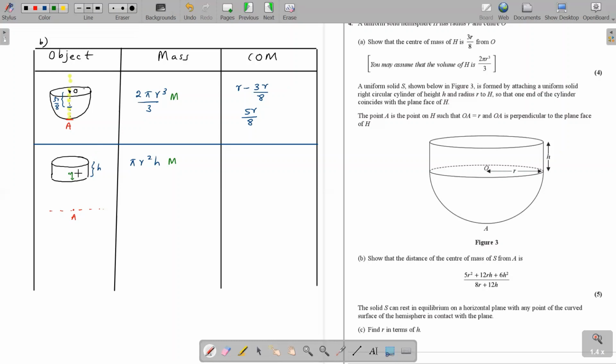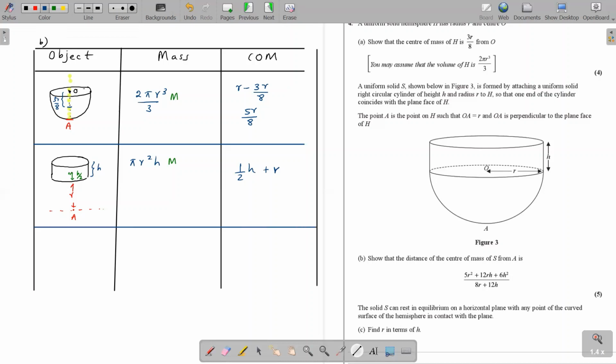How much is it? Half h. It's half h. Are you with me? So this is half h. Then what's the distance of the center of mass from point A? You measure the distance. I want it from point A. Half h plus what's this distance? This distance is the radius of the hemisphere, isn't it? See, this O to A distance is the radius. So this is r. So the center of mass distance is half h plus r. Are you with me?